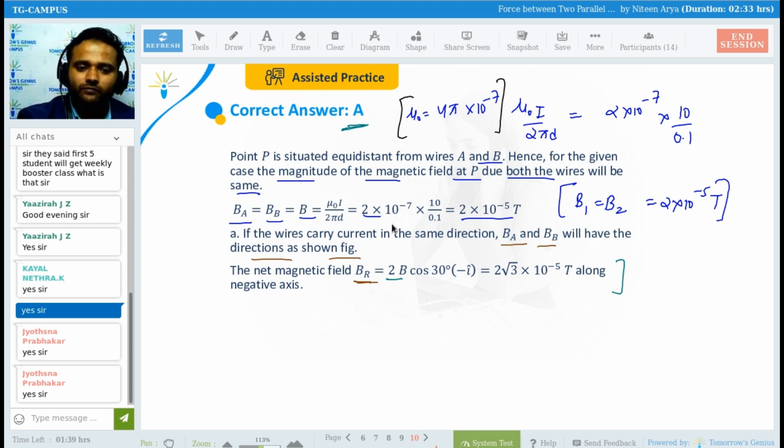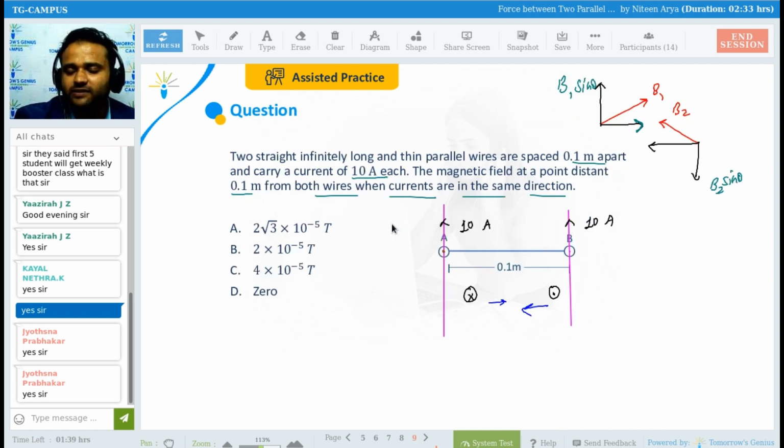This one you need to understand. Because from this particular diagram you can understand this is going in this direction, this is going in this direction. So if I just take theta equals 30 degrees, this is B1 cos theta and that is B2 cos theta, and theta here is 30 degrees. Clear now? And how you can say that that is the correct thing.